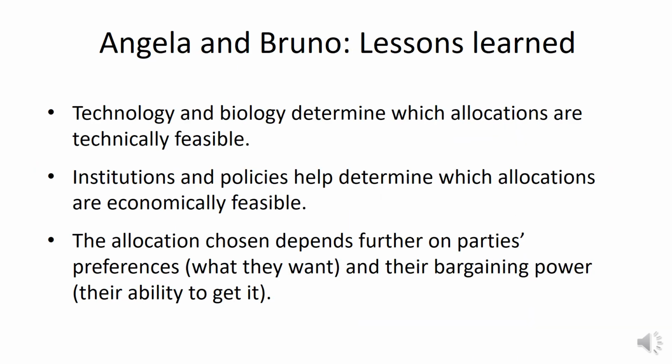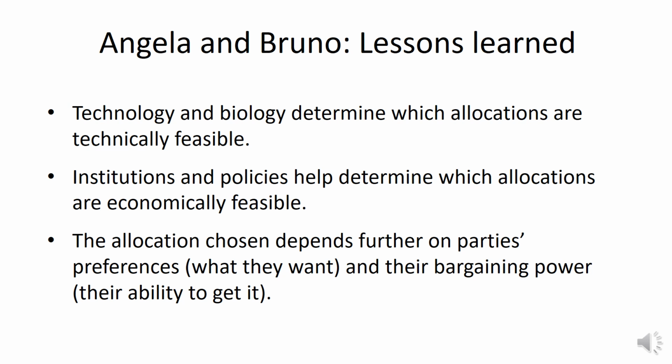And so what we've learned is that there are a number of factors that determine what kind of allocation we're going to get in this simple economy. First, we have technology and biology that limit the set of feasible allocations. And then on top of that, we had 4 different institutional settings that help determine which of the allocations would be economically feasible.